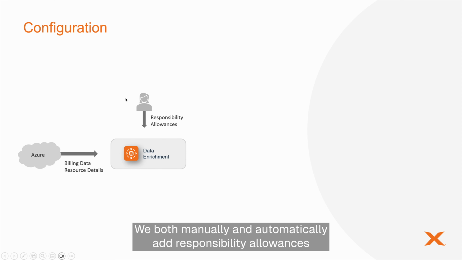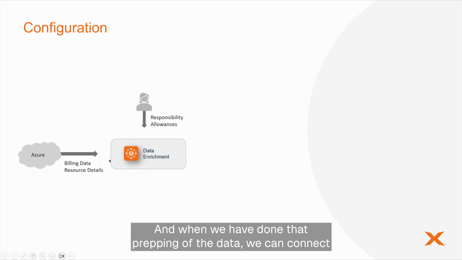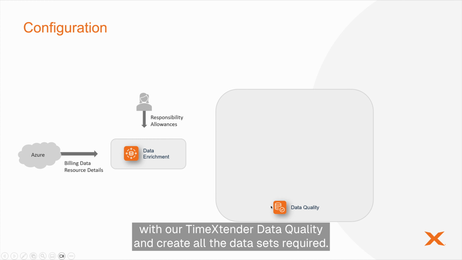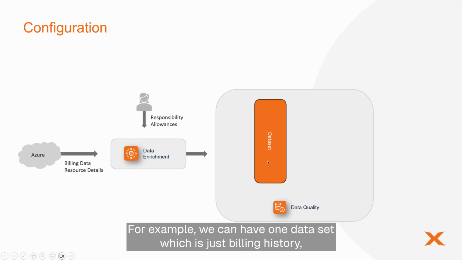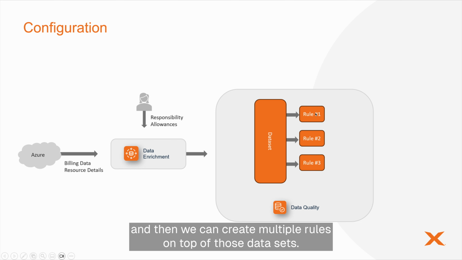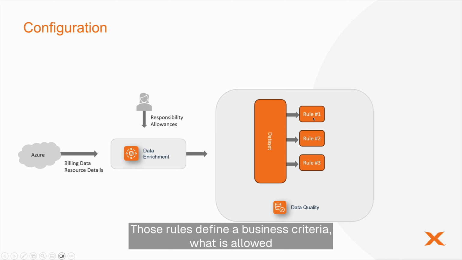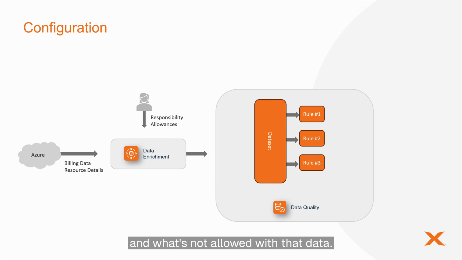We both manually and automatically add responsibility and allowances to teams and departments and all the extra information we need to make decisions here. And when we have done that prepping of the data, we can connect with our Time Extended Data Quality and create all the data sets we require. For example, we can have one data set which is just billing history, another one which is virtual machines, etc. And then we can create multiple rules on top of those data sets. Those rules define a business criteria of what is allowed and what's not allowed with that data.